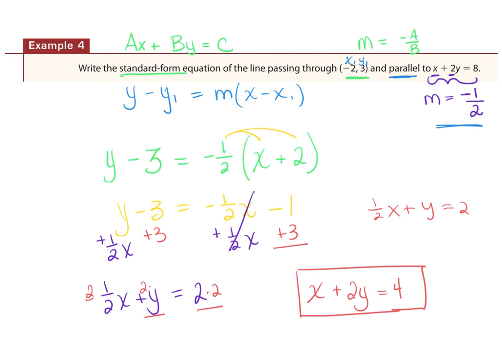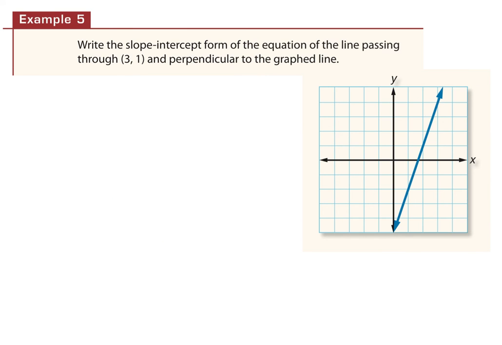All right. It says write the slope-intercept form. So what do they want your answer in? What form? What's it sound like? Y equals mx plus b. Yeah, so they said slope-intercept. So I'm going to make a note that my answer needs to be like this. Okay? Of the equation of the line passing through the point, they've given me a point, and perpendicular to this graph. Well, in order to know that it's perpendicular, what do I need to know about this graph? The slope. I need to know the slope.